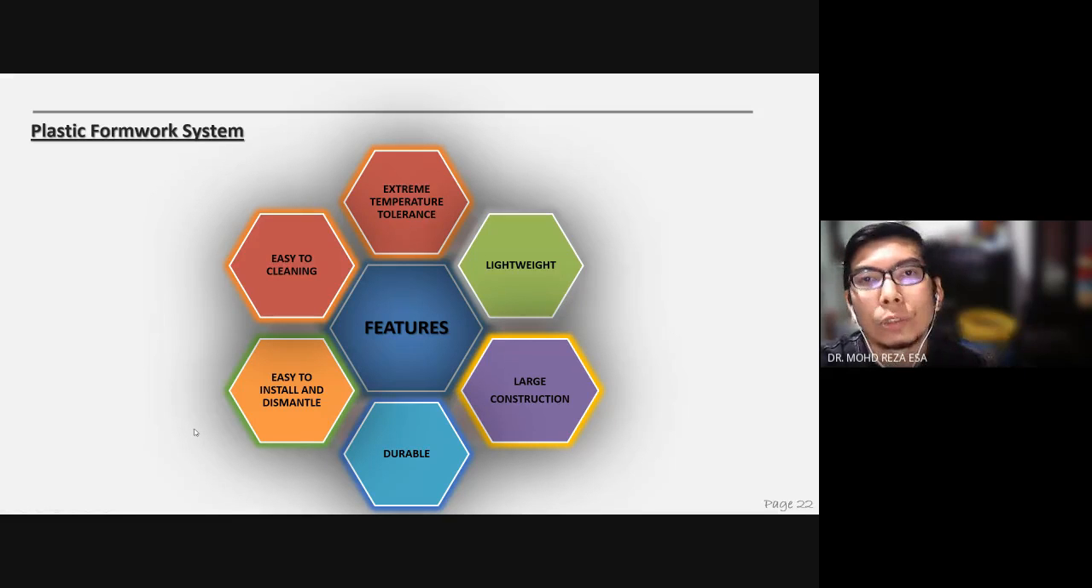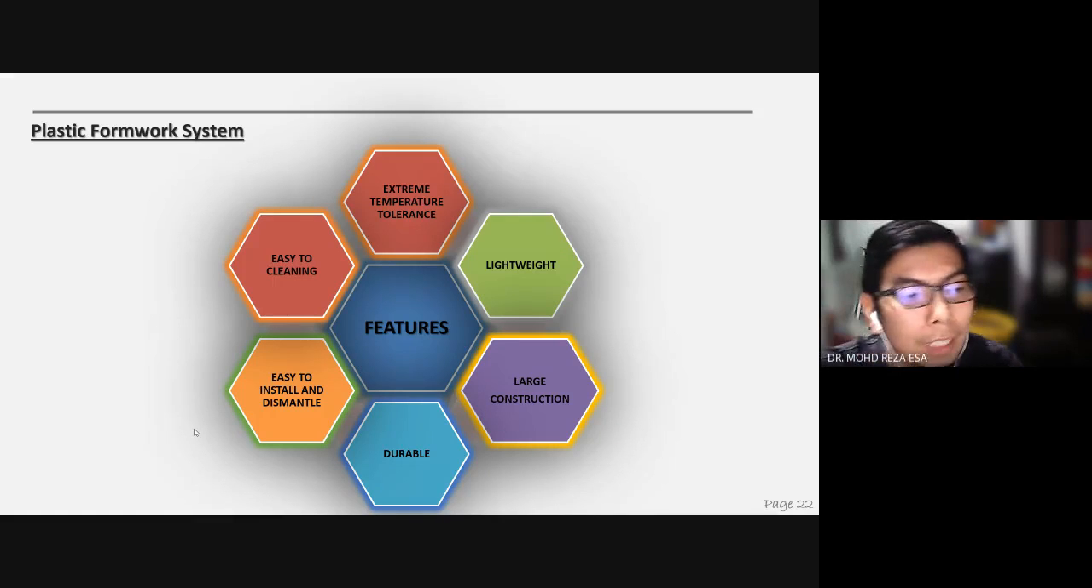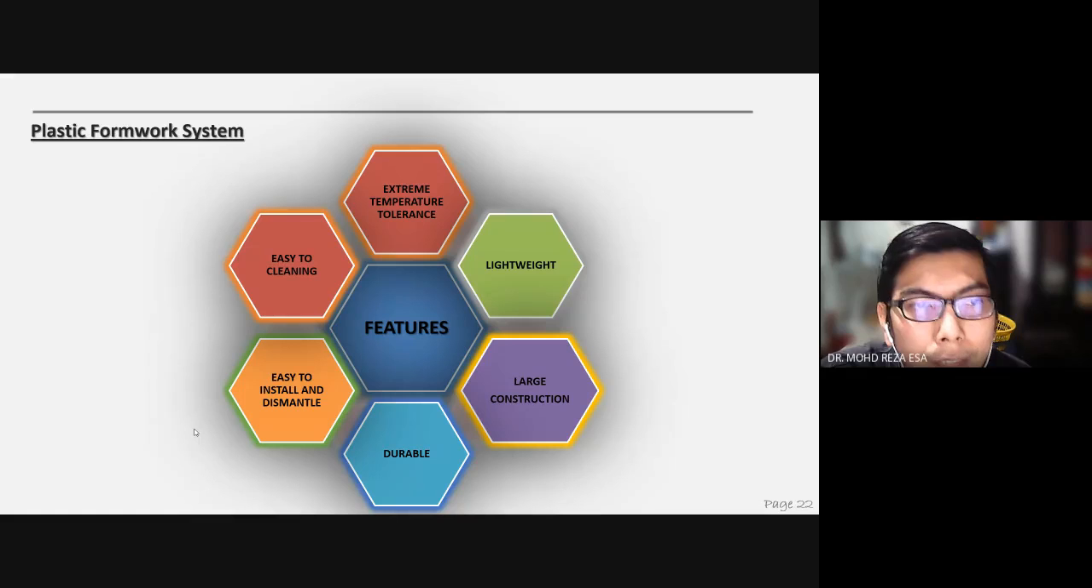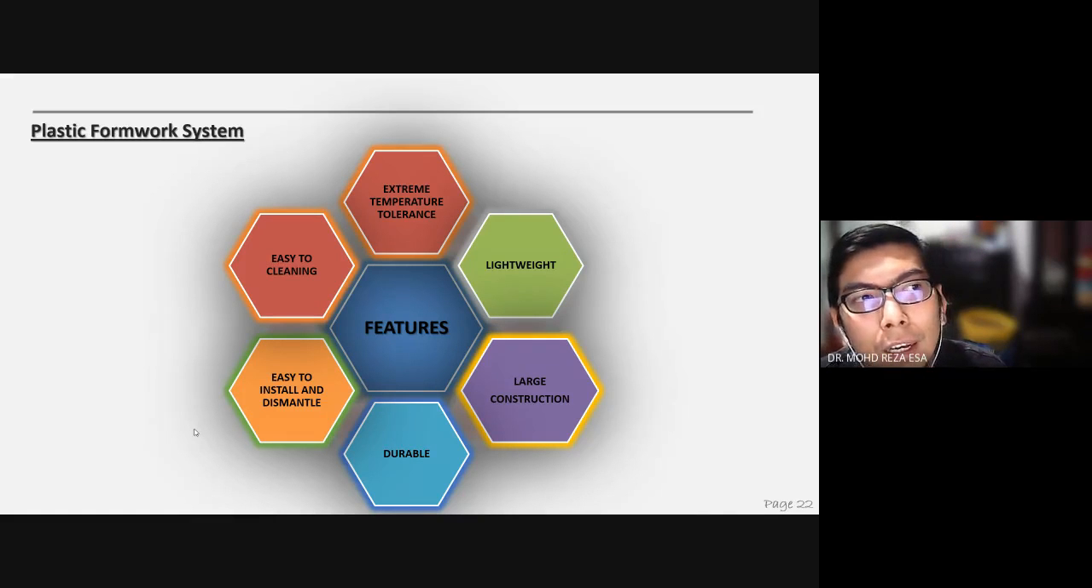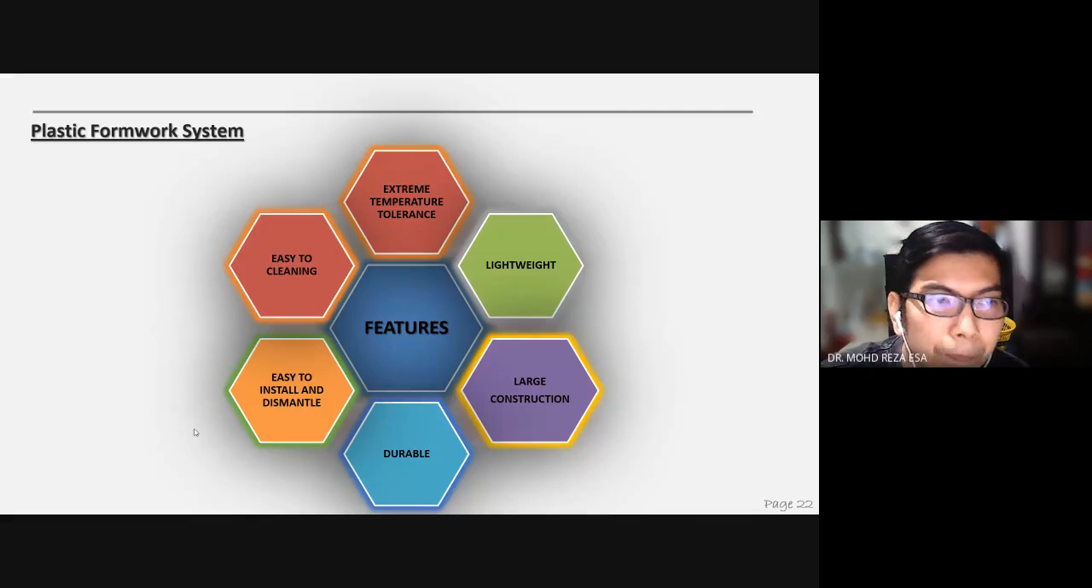and easy to clean also. Okay, sebab dia tak sesusah macam steel lah untuk cleaning punya proses, sebab kita nak guna dia banyak kali. Okay, we want to use it many times, so in terms of maintenance punya aspect, we need to consider the cleaning punya process. So bila kita dismantle the formwork system, we need to clean it up. Okay, kena bersihkan dan sebagainya.